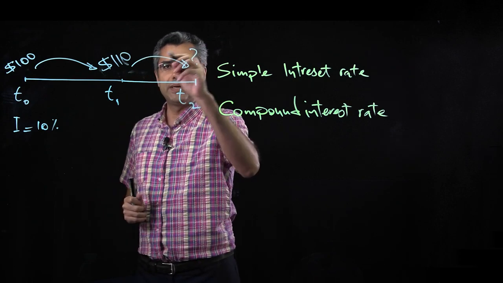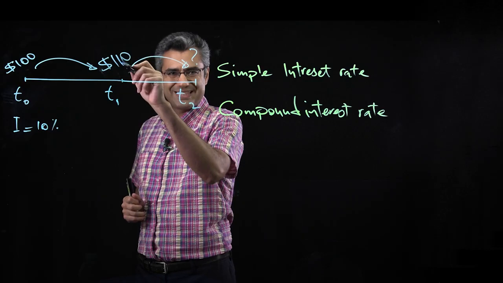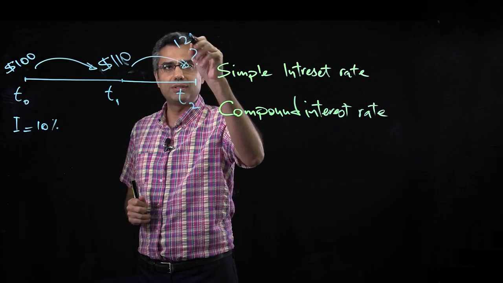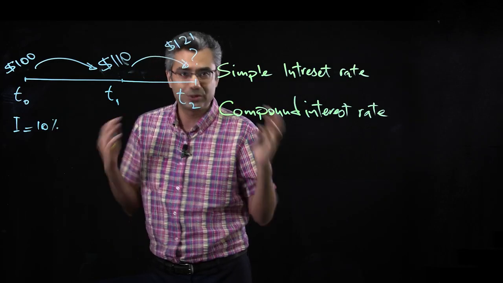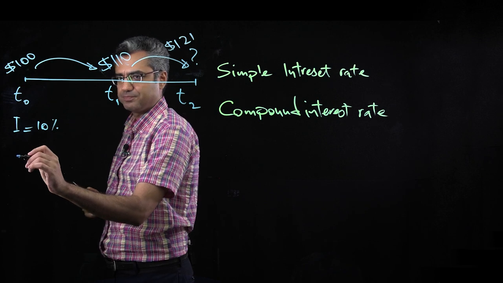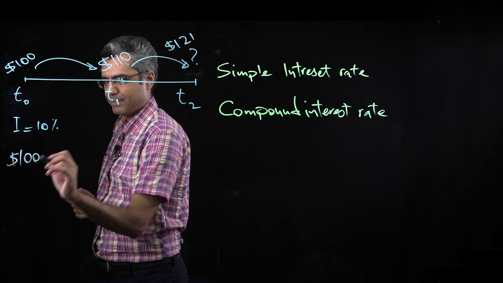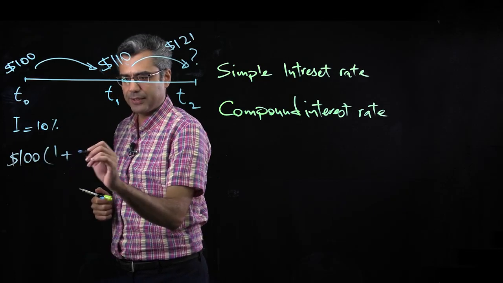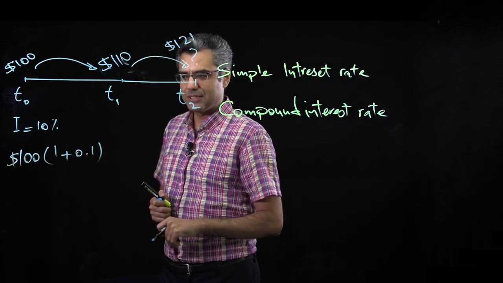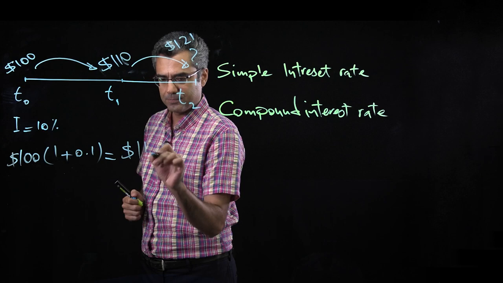So in the following year, how much will you have? In the following year, 10% of this 110 will be added to your investment. So you will have $121, not $120. How? I have it computed here. So you start with $100, then after 1 year, 10% will be added to it. So you will have 110.